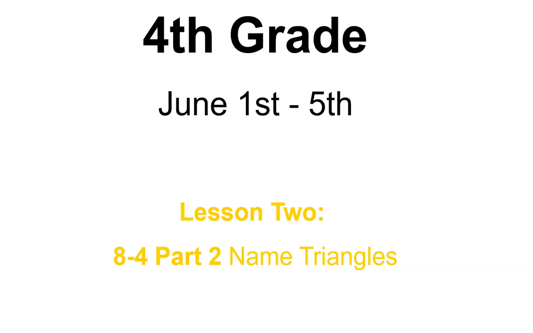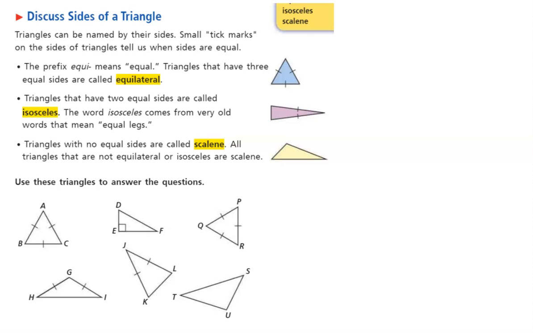All right, guys, this is lesson 2, the second part of 8-4 to name triangles. I'm going to jump right in because there's a lot I want to try to get to today. So I want to remind you what we talked briefly about yesterday. We talked about an equilateral triangle being a way to name a triangle based on its sides. We also had an isosceles and a scalene. And again, I don't totally know where these names come from, but they're just important ones to remember.